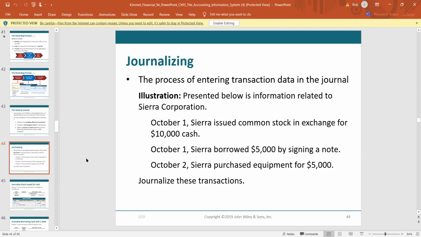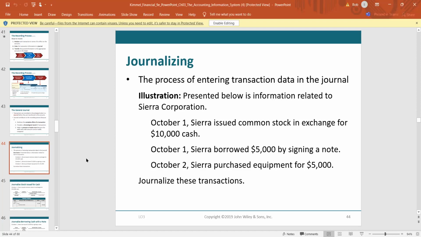So here we go, the process of entering transaction data. Okay, now they brought us back to that same transaction, and hopefully we did this correctly. Sierra issued common stock in exchange for $10,000 in cash. Then they borrowed 5,000 by signing a note. So now they have a note payable going, and they purchased equipment for 5,000. So let's analyze them before we go to the next slide.